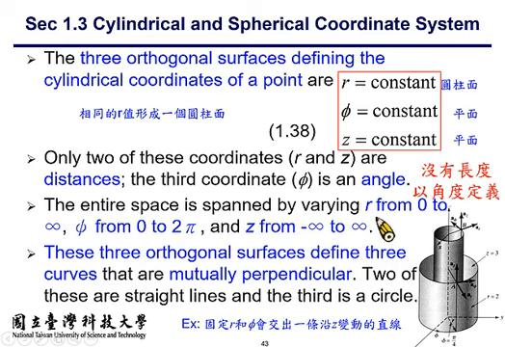Alright, so the final notice, another notice about the variable range. The range is r starting from 0 to infinity, phi from 0 to 2 pi, and z goes from minus infinity to infinity for the cylindrical coordinate system.